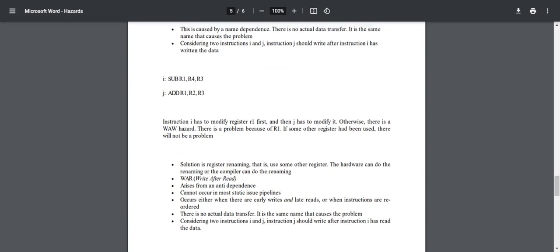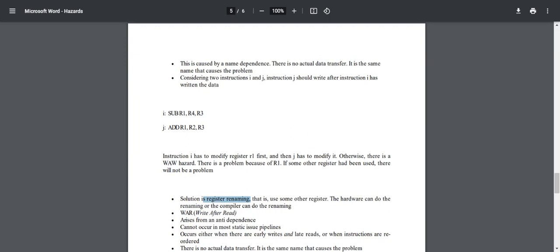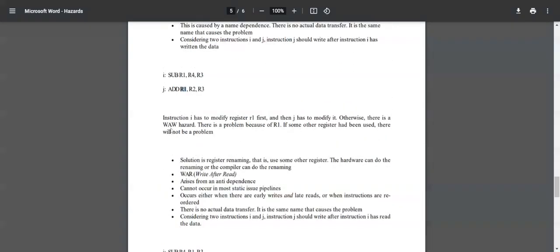Now, what is the solution? The solution is register renaming. How? If you rename this register R1 to something else, now we don't have the problem which arises out of same memory location referencing, right? So rather than R1, if we use R5, R6, then two different memory locations are referenced in two different instructions. So in this situation, write after write hazard will not occur.